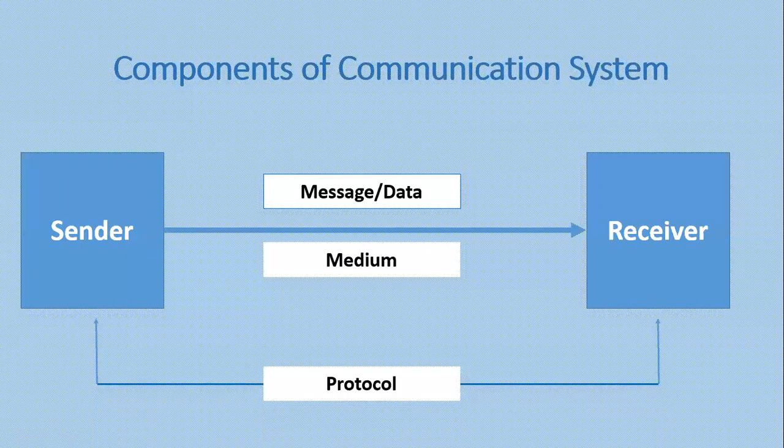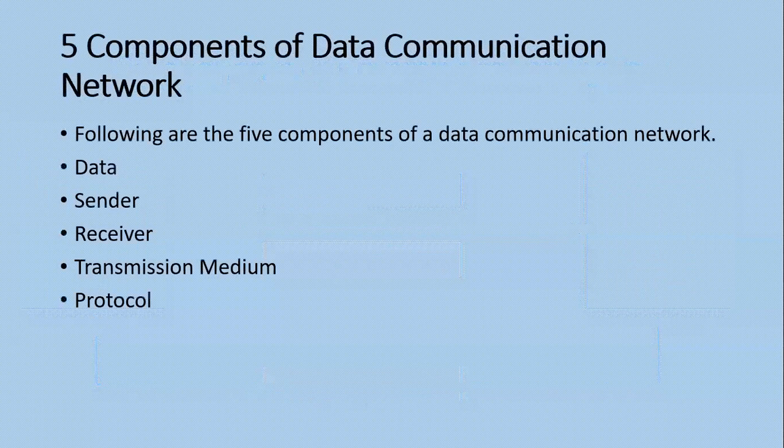And the last thing is the protocol. Protocol means the rules and regulations. This is a very important thing and we are going to discuss the protocols. First, we should see that these are the components in a simple communication model. Whenever we are dealing with communication, there would be a sender and a receiver, and data will be transmitted over the transmission medium following some protocols.